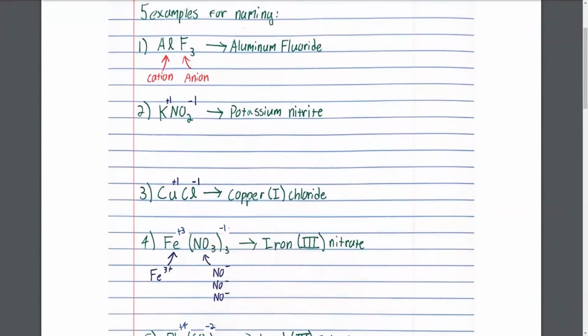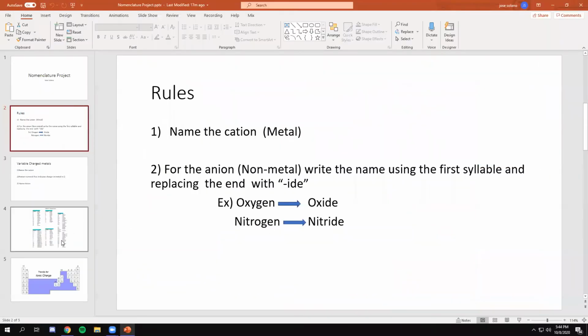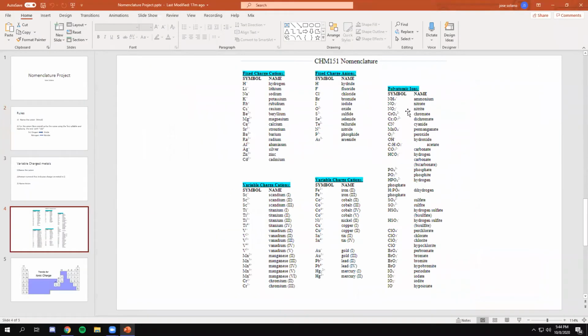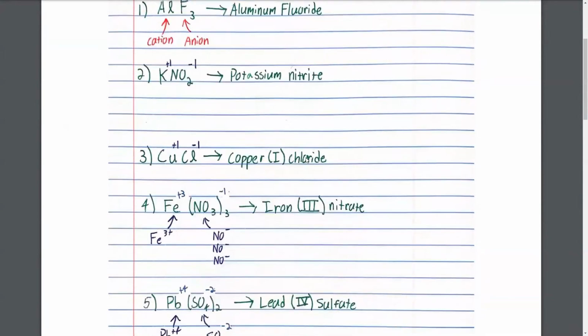For our second example, we have potassium and NO2, so KNO2. K would be potassium, and NO2 would be nitrite, because nitrite happens to be one of our polyatomic ions. So right here, NO2 minus has a -1 charge. I just put the charges on the polyatomic ion. So it would be potassium nitrite.